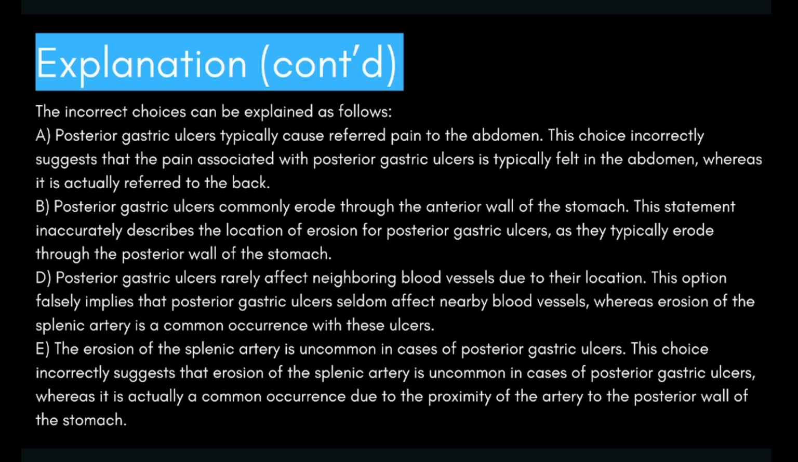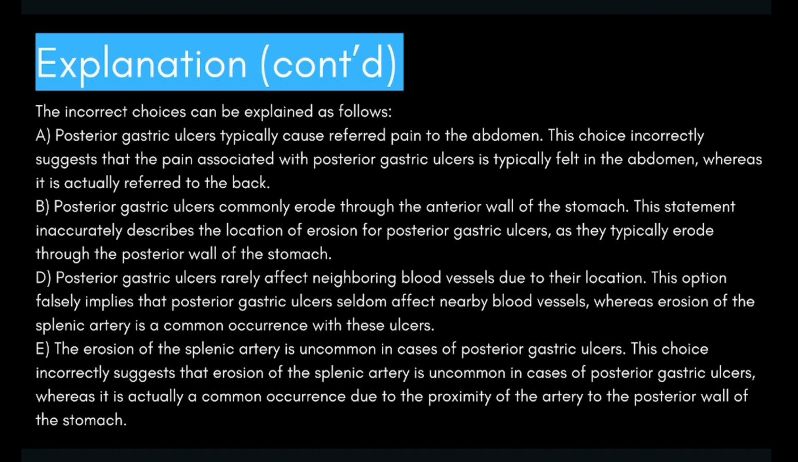Posterior gastric ulcers typically cause referred pain to the abdomen. This choice incorrectly suggests that the pain associated with posterior gastric ulcers is typically felt in the abdomen, whereas it is actually referred to the back. Posterior gastric ulcers commonly erode through the anterior wall of the stomach. This statement inaccurately describes the location of erosion for posterior gastric ulcers, as they typically erode through the posterior wall of the stomach.